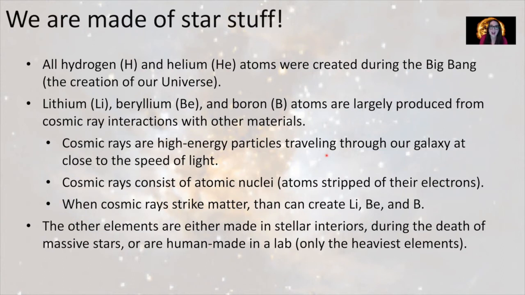Cosmic rays are high energy particles that travel through our galaxy at close to the speed of light. And they consist of atomic nuclei, which just means atoms that have been stripped of their electrons and they're just left with the nucleus in the middle. And when cosmic rays strike matter, they can create lithium, beryllium, and boron. And then the other elements on our periodic table beyond those are either made in stellar interiors during the death of massive stars, or are human-made in a lab, and those are only the heaviest of the heavy elements.